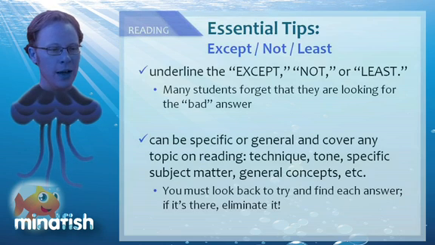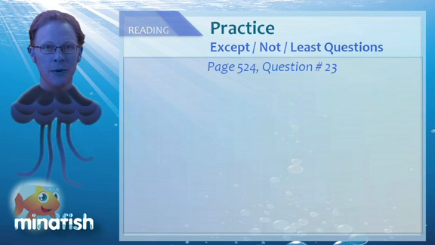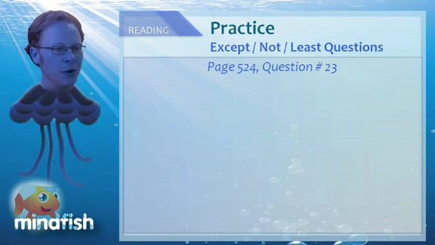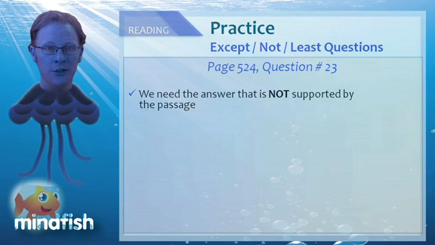Let's have a look at a sample except, not, or least question. Go ahead and grab your official SAT study guide and flip with me to page 524. Here on page 524, we're going to be looking at the second to last question, question number 23. It says this: all of the following cases of yawning can be accounted for in the passage except. Well, what we need to do is go through each of the 5 answers and see if there is support for them in the passage.